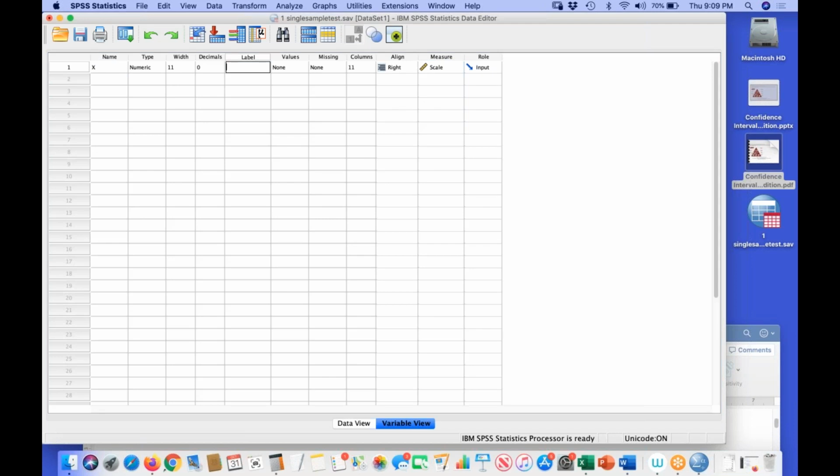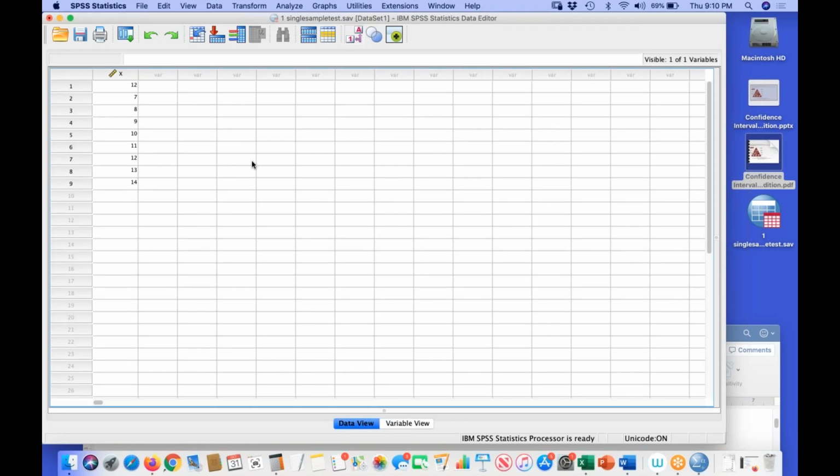In the label, I could tell it what the numbers represent. What would numbers like that be? I'll just call them scores. How about learning scores? Okay, so that's what they're going to be. Those numbers represent maybe student learning scores or something like that.